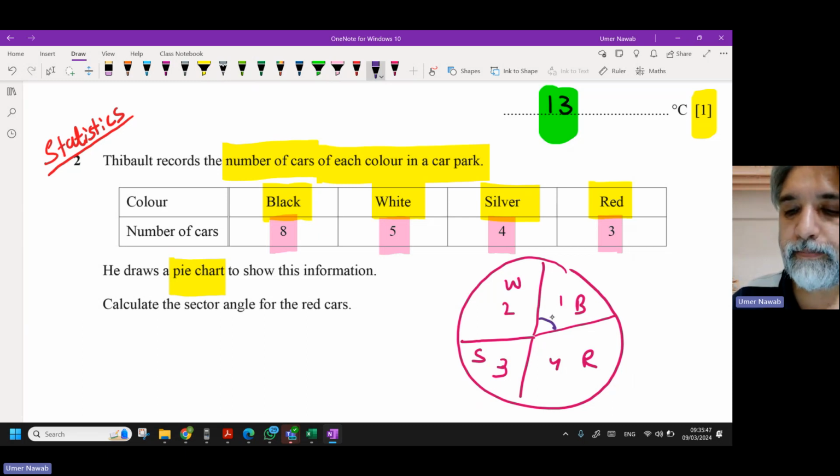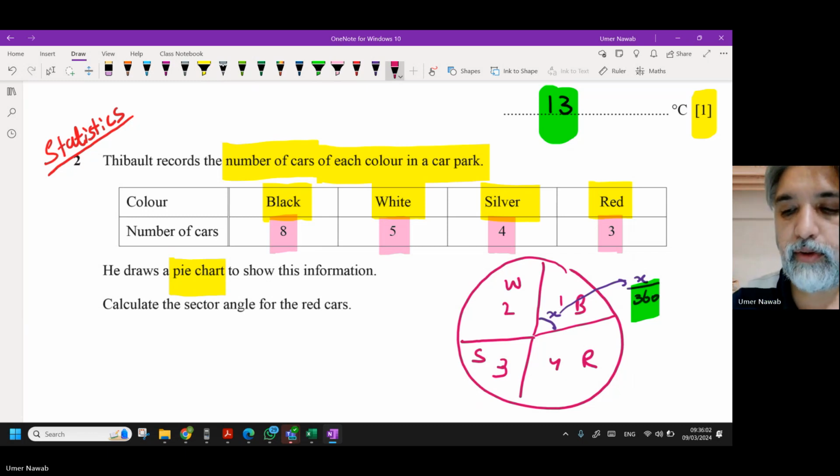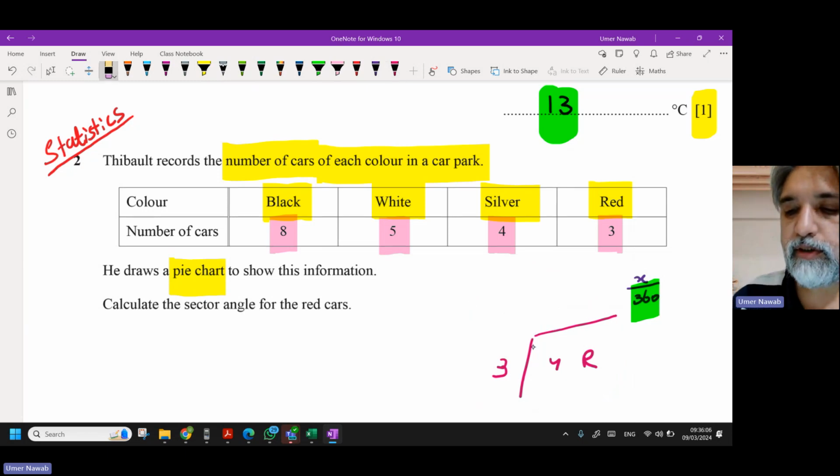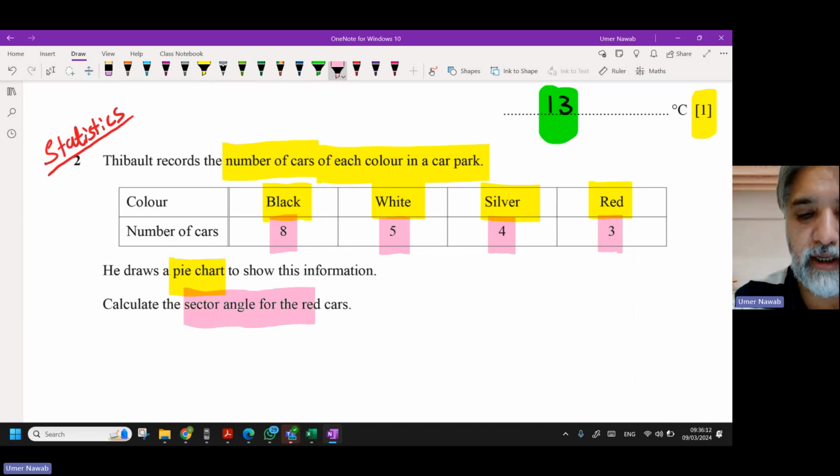You know that if this is x angle, you write x over 360 because we are going to compare it with the total circle. The total circle means I need to know in how many parts he is converting it. You got my point? So I want to find an angle. I need to explain this concept here. Now, he is asking you to find the sector angle for the red cars.